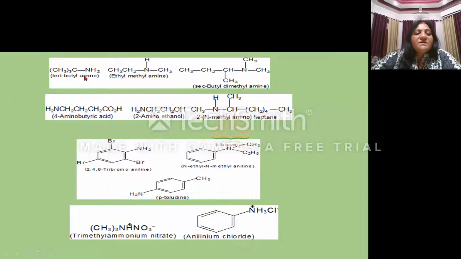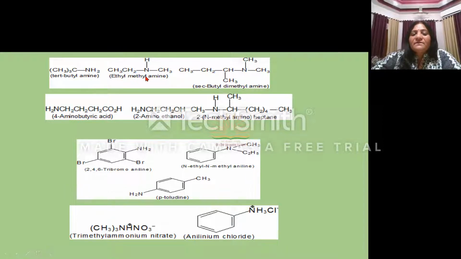Now name of this compound. What will be the name of this compound? This is a primary amine. It is attached to only one carbon atom. So the name of this compound will be what? 2-methylpropanamine-2.